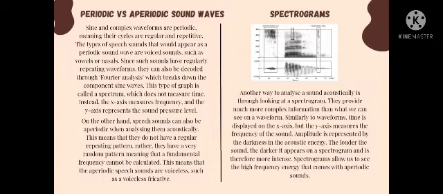Another way to analyze a sound acoustically is through looking at a spectrogram. They provide much more complex information than what we can see on a waveform. Similarly to waveforms, time is placed on the x-axis, but the y-axis measures the frequency of the sound. Amplitude is represented by the darkness of the acoustic energy.